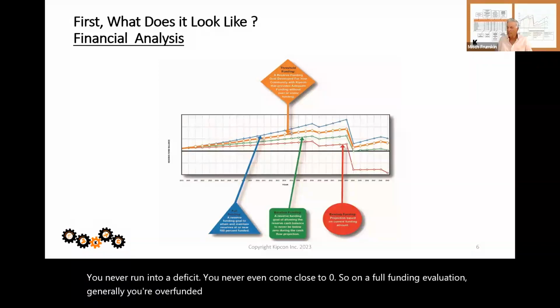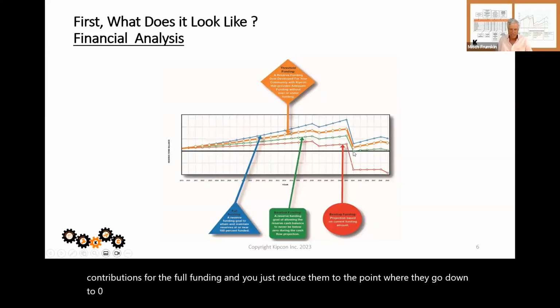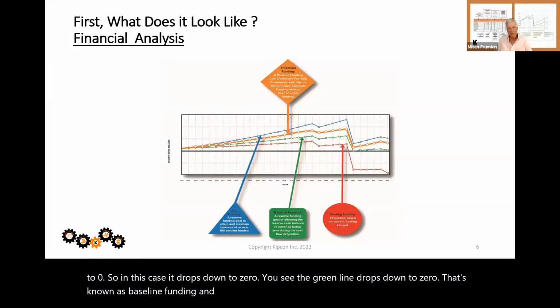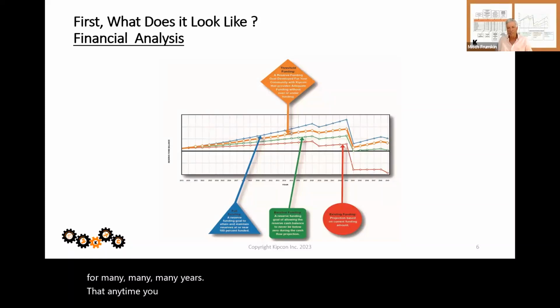On the opposite end of the spectrum is you take the annual contributions for the full funding and you just reduce them to the point where they go down to zero. So in this case, it drops down to zero. You see the green line drops down to zero. That's known as baseline funding. And there's a definition of adequacy that's been in everybody's mind for many, many years, that anytime you're at baseline funding or above, you're adequately funded because you never drop below zero.